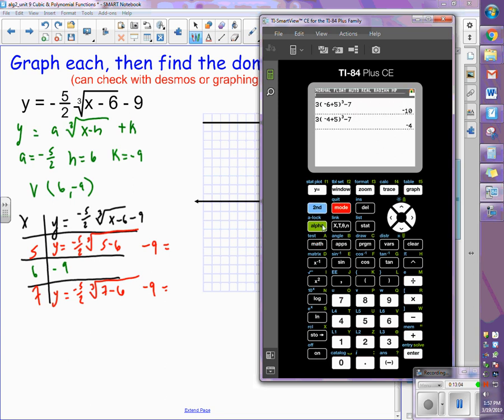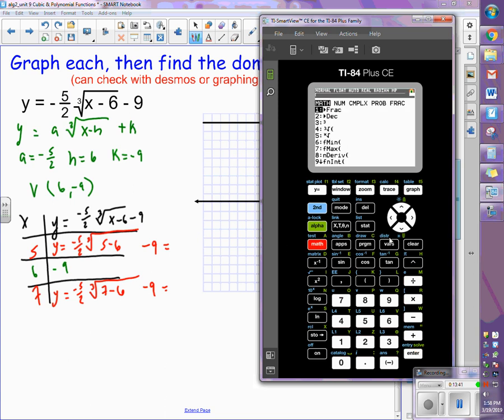So second quit. Take me back. So alpha y equals, oh, I want the negative back. Negative 5/2. So cube root is under math. It's option 4. All right. And we're going to type 5 minus 6 under the house. Leave the house, then the -9 for the first one. And it gives me -13/2.